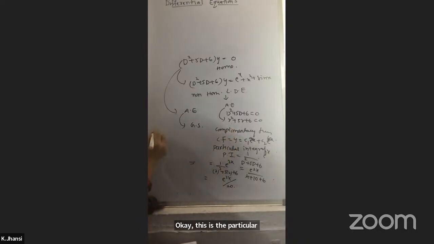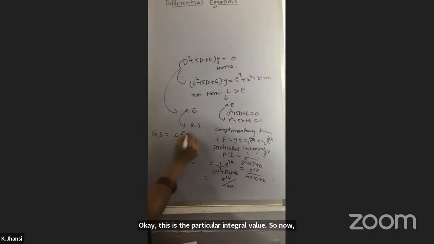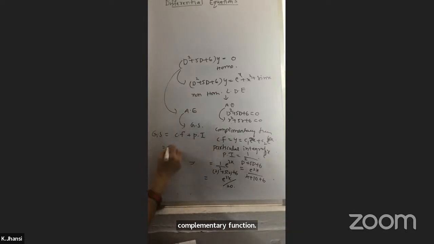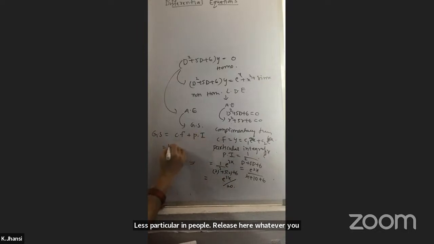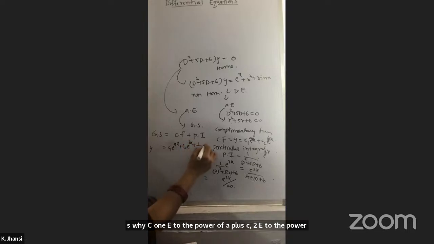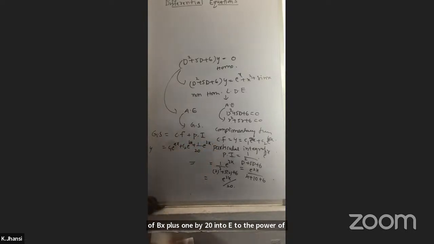So now the general solution, the last one. The general solution is equal to the complementary function plus the particular integral. That is, whatever you got here, y equals, sorry, the general solution is y equals c1 e to the power of ax plus c2 e to the power of bx plus 1 by 20 into e to the power of 2x. So like this you have to write the general solution.